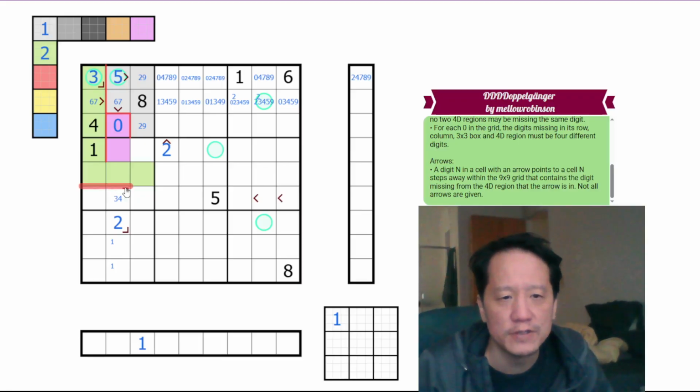So this can't be green. This can't be green because it's 3 or 4. Obviously, this can't be green here. This is pink. It has to exit out that way. Okay.